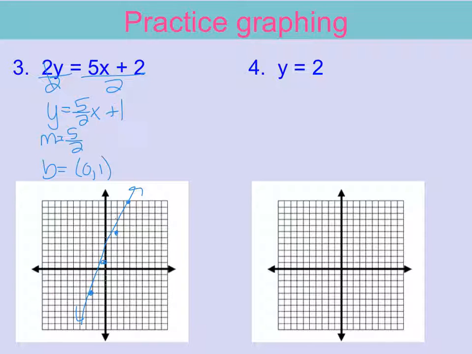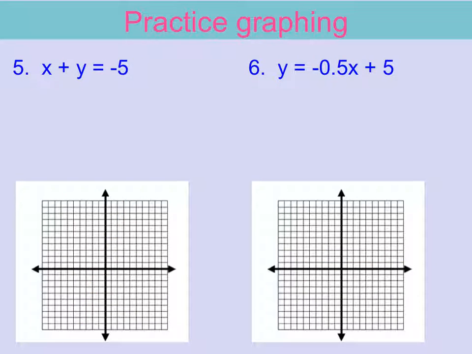Number 4, already solved for y, but there is no x, and what that tells me is that there was a 0 that made x go away. So this is going to be a horizontal line. Anytime you see y with no x, you should be thinking HOY, or if you see x with no y, that's VUX. So horizontal line at 2. So I go ahead and use my y-intercept at 2, and then my slope 0, so I don't even really need to do anything but just draw a horizontal line at y equals 2.